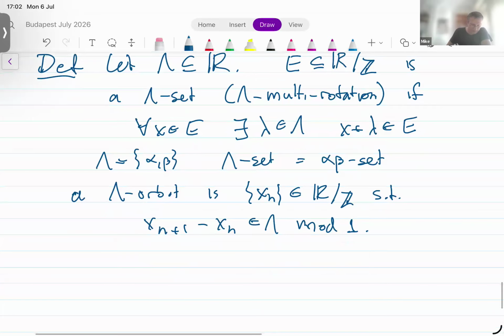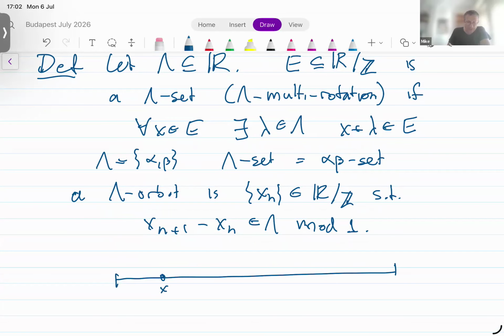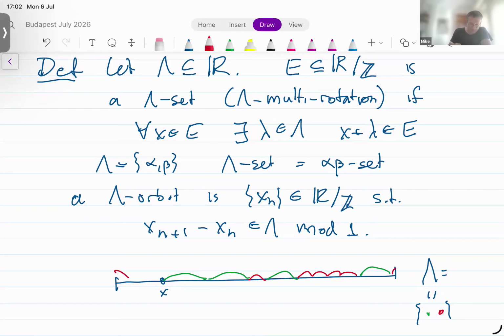Right? So I guess maybe let me just draw a picture in case you've never seen this before. You start from some x, and then a lambda orbit says, suppose that lambda has two elements, one green, one red. So you start from some x, and then an alpha beta orbit just means you take a green step, maybe you take another green step, you take a red step, you take a green step, take 2 red steps, 3 red steps, or 4. You keep going, you wrap around mod 1, and so on.